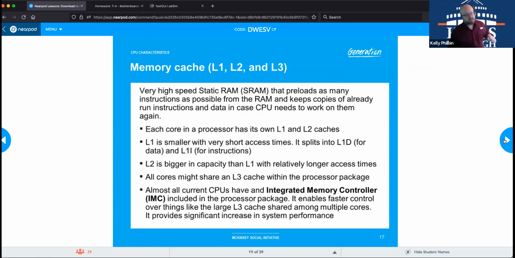So most current CPUs have what is called an IMC or integrated memory controller included in the processor package. It allows for faster control over the cache memories shared among the multiple cores, and it provides a nice boost in performance because you essentially have somebody telling everybody where the information needs to go. Can that be held by L1, L2, L3, or does it need to be kicked out to RAM?